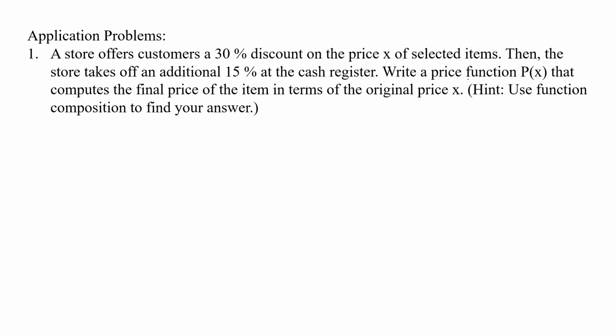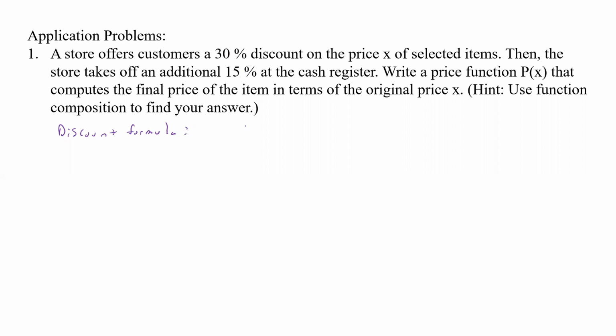And what we want to do is write a price function P of X that computes the final price of the item in terms of the original price X. So we want to use function composition to find our answer. So what we need to do is think about what the discount formula is. And this is something that's going to help us do our initial discount and our additional discount.